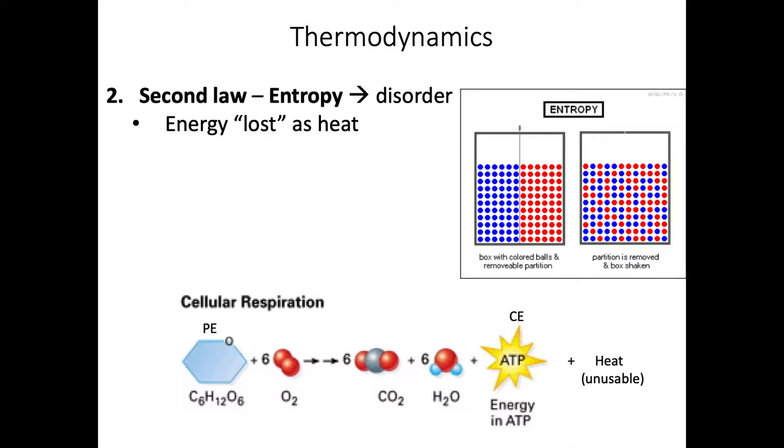The second law is about what's called entropy. And entropy is just the disorder of molecules or the randomness of molecules. In order for chemical reactions to occur, we have to break bonds and then kind of change up these molecules. And what we do is that we create disorder. We create entropy.